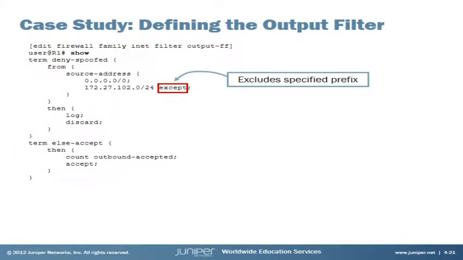So first of all, here is our filter. This is our out filter. We've called it deny spoofed. From source address 0/0, so that matches everything. And then we have an accept statement, 172.27.102.0. So in other words, the traffic can come from anywhere except that network. Okay.